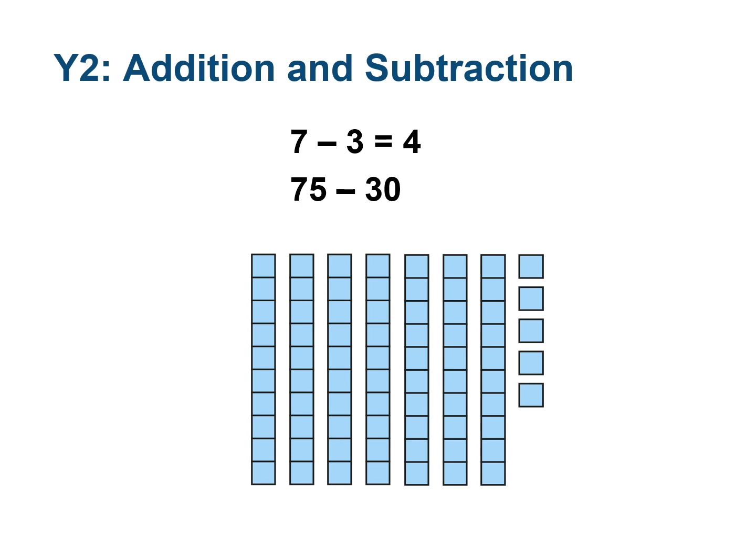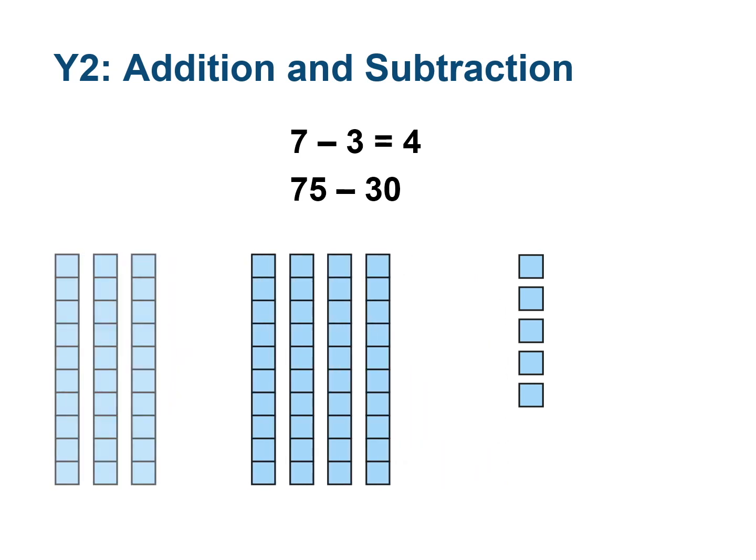And pupils can use their knowledge of number facts within 10 to solve calculations involving the subtraction of a multiple of 10. 7 minus 3 is equal to 4, so 75 minus 30 is equal to 45 because we're subtracting 3 tens from 7 tens.